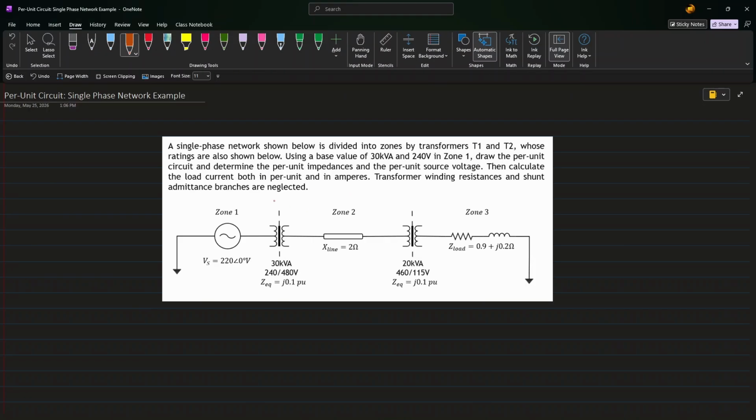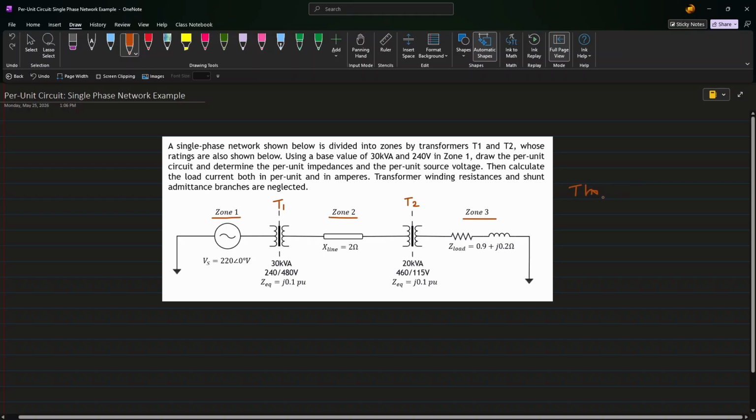Let's apply what we have learned so far to the single phase network shown below. This network contains two transformers T1 and T2. Given the presence of these transformers, we can divide this network into zones, since we know we can find the voltage bases on either side of each transformer. In fact, this network is often referred to as a three-zone network.